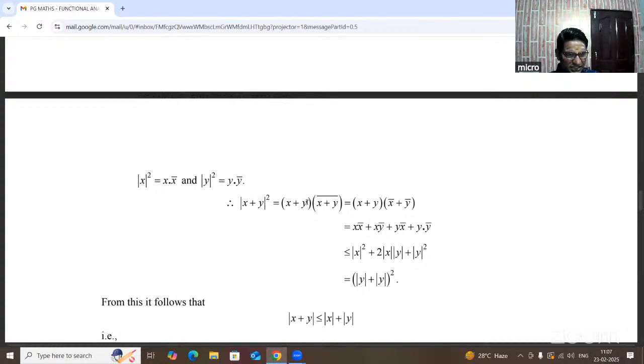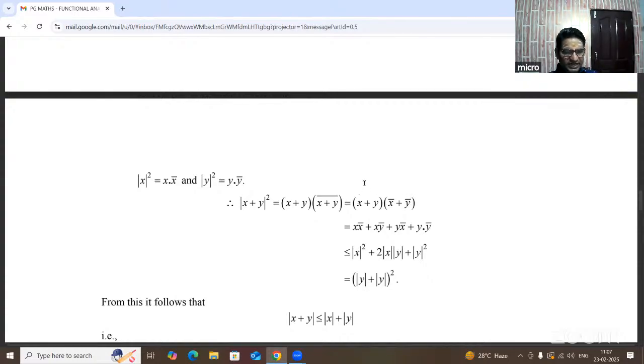Mod z square means z into z bar. Replacing z by x plus y, that is mod x plus y square means (x plus y) into the conjugate of (x plus y). So that is the individual effort here: the sum of any two conjugates, x bar and y bar.